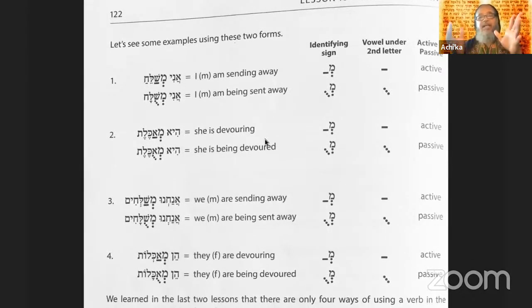Again, they're letting us know about the active and passive. I do have one correction. There is these three dots right here, and this symbol right here, that's the U vowel. Okay.